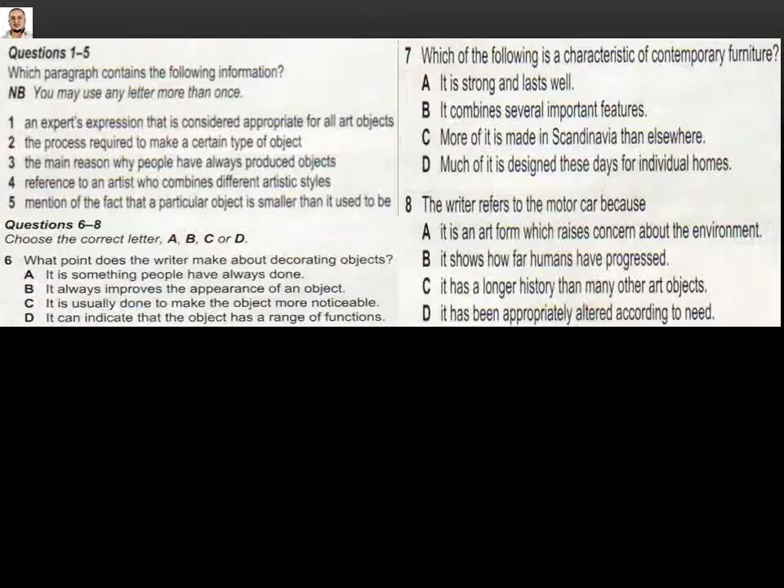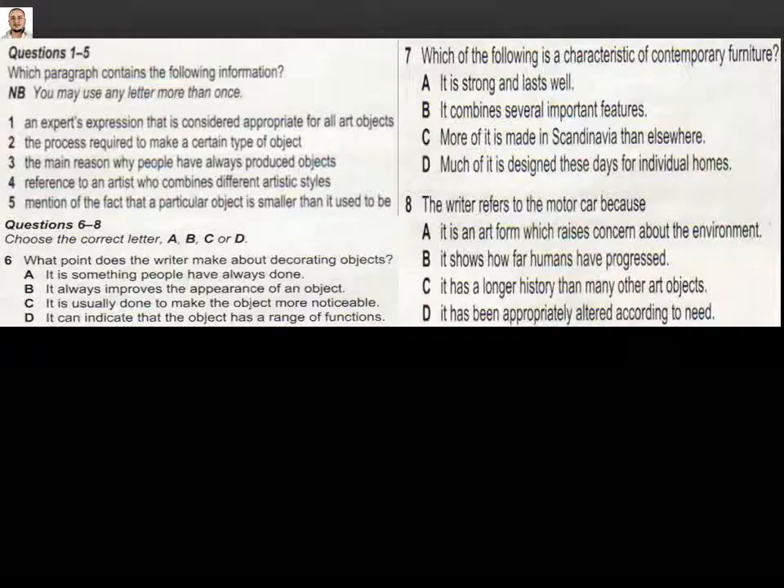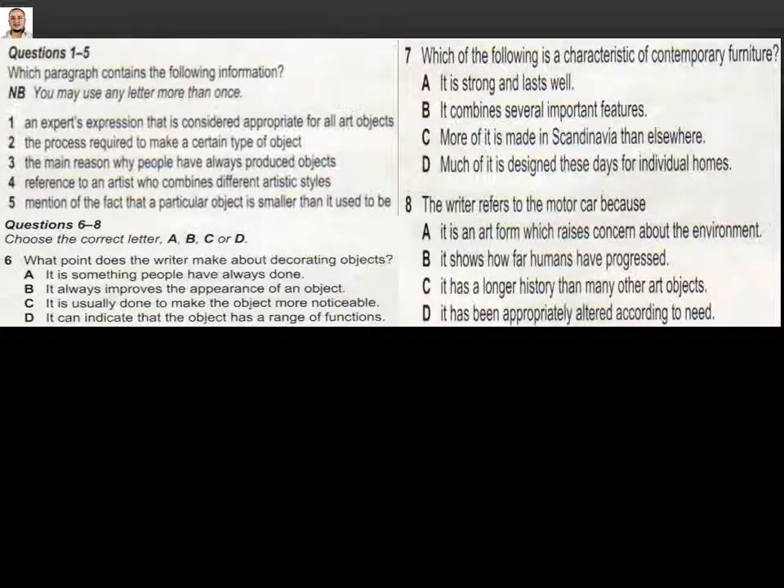Number 1, an expert's expression that is considered appropriate for all art objects. Number 2, the process required to make a certain type of object. Number 3, the main reason why people have always produced objects. Number 4, reference to an artist who combines different artistic styles. Number 5, mention of the fact that a particular object is smaller than it used to be.